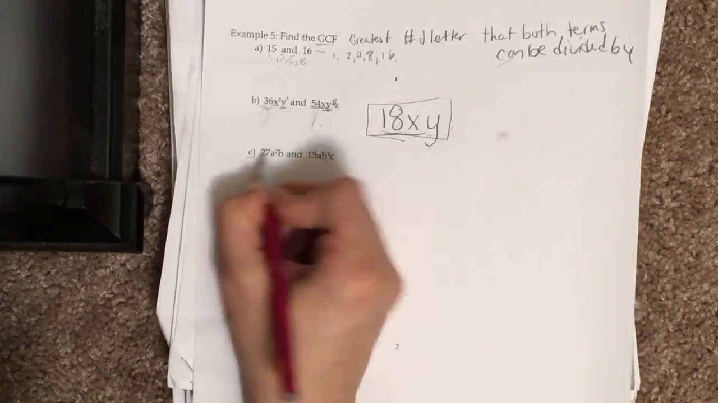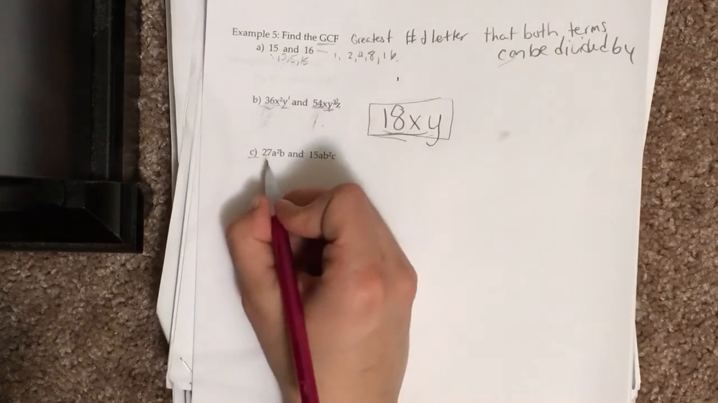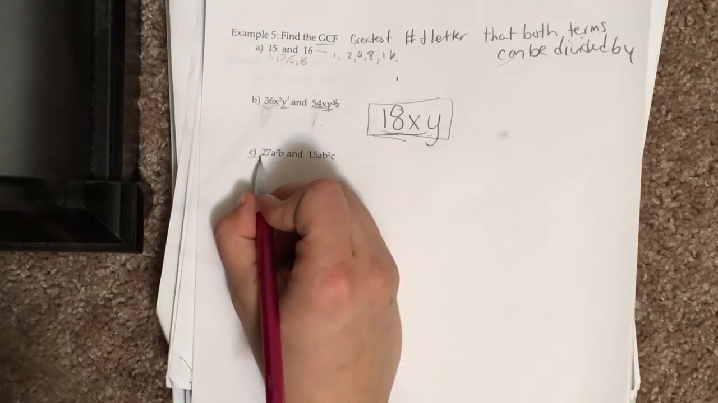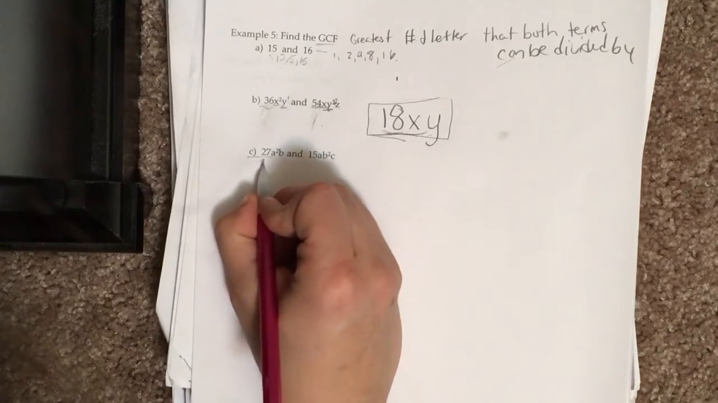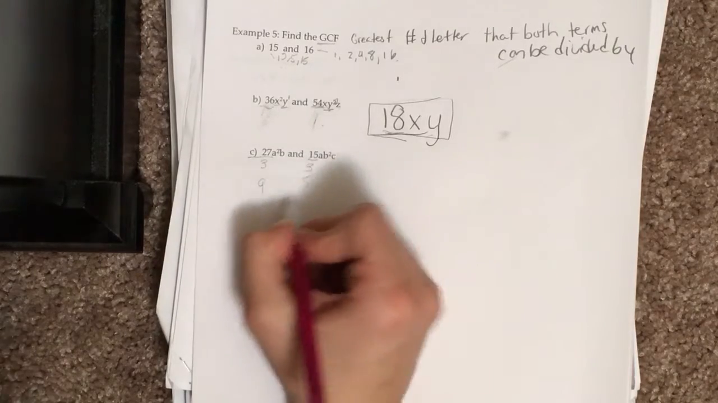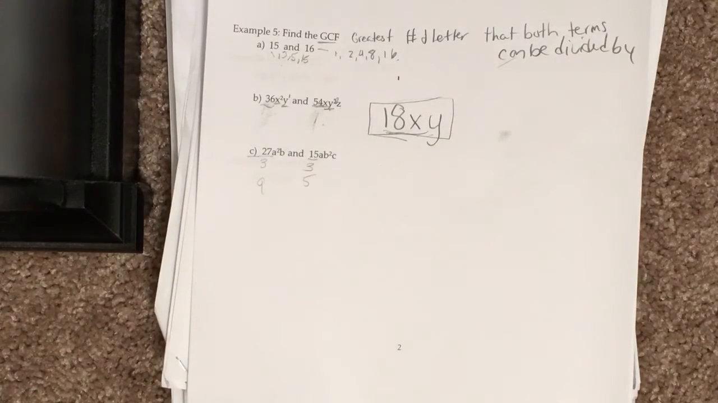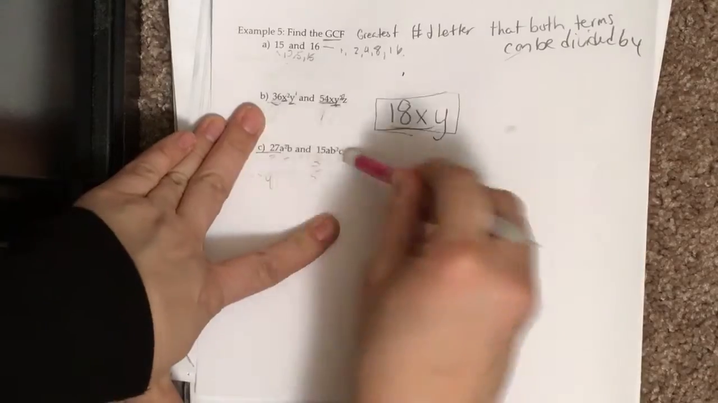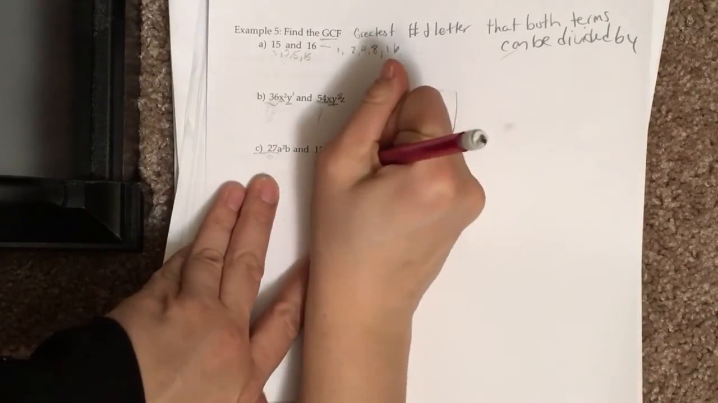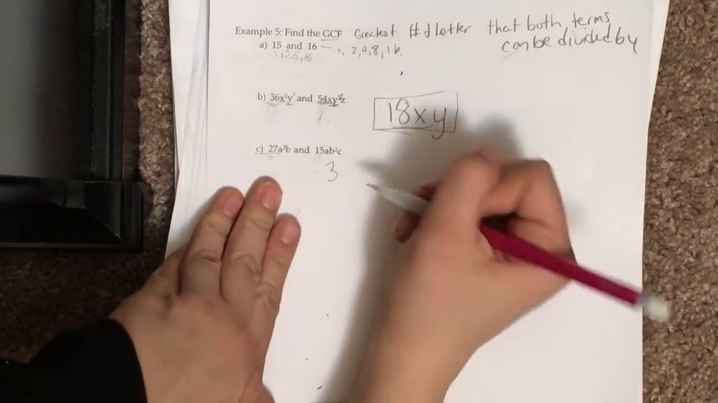Looking at the letter C, 27 and 15. My initial reaction is to see if I can divide it by 3, if that will be enough. If I divide by 3, I get 9 and 5, and it looks like those cannot be broken down anymore, so it looks like 3 is going to be the greatest common factor for the coefficient of 27 and 15.